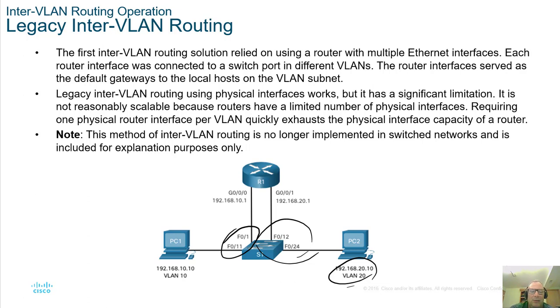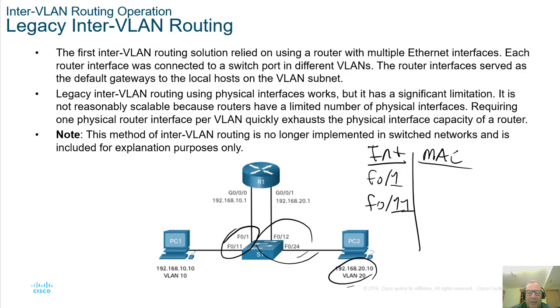You've got a CAM table over here, so you've got a table with interfaces. Let's get it right, INT here. I don't know what the MAC addresses are, but we're going to fake them. With interfaces and MAC addresses. The interface is F0/1 and F0/11. And the MAC address for PC1, we'll make that like A, whatever.